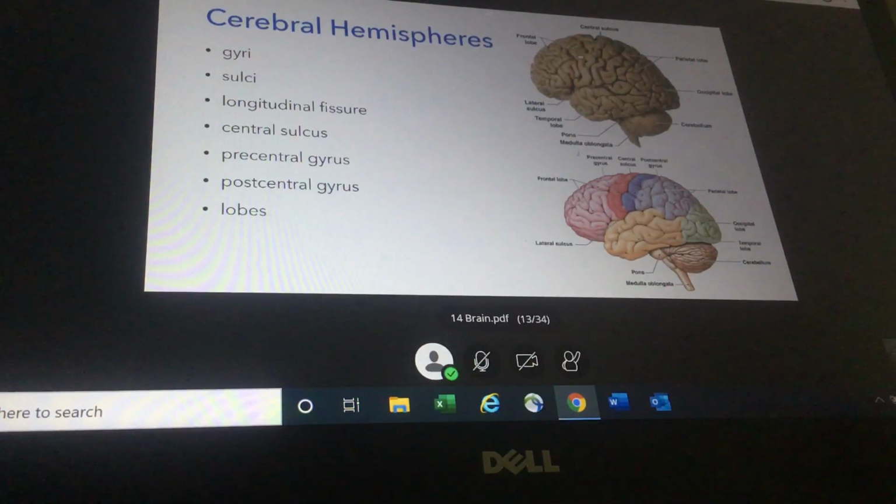The areas on the surface of the brain, I mentioned already that the ridges, the little lumps, are called gyri. The little valleys between them are called sulci, or a single sulcus. Okay.